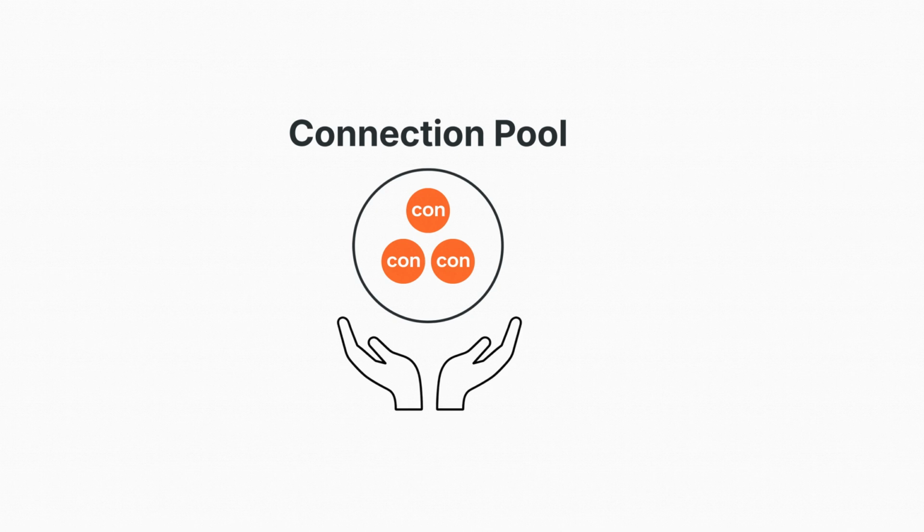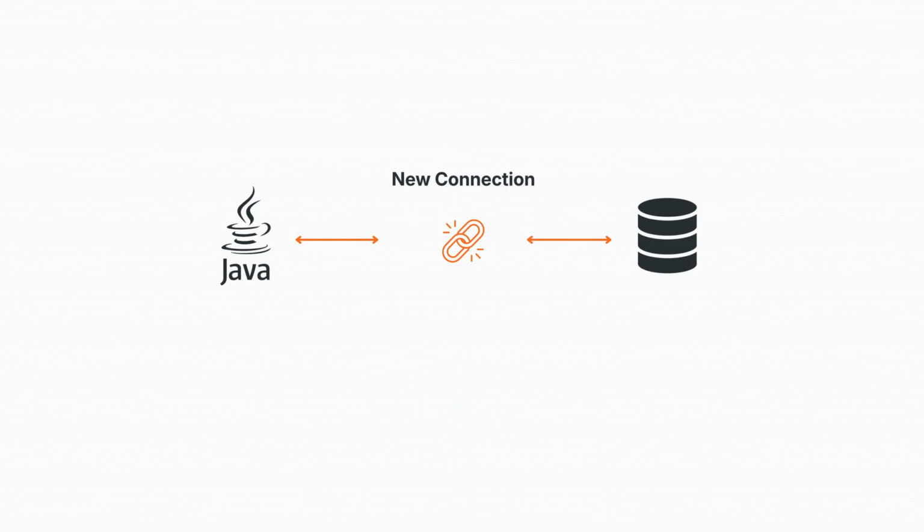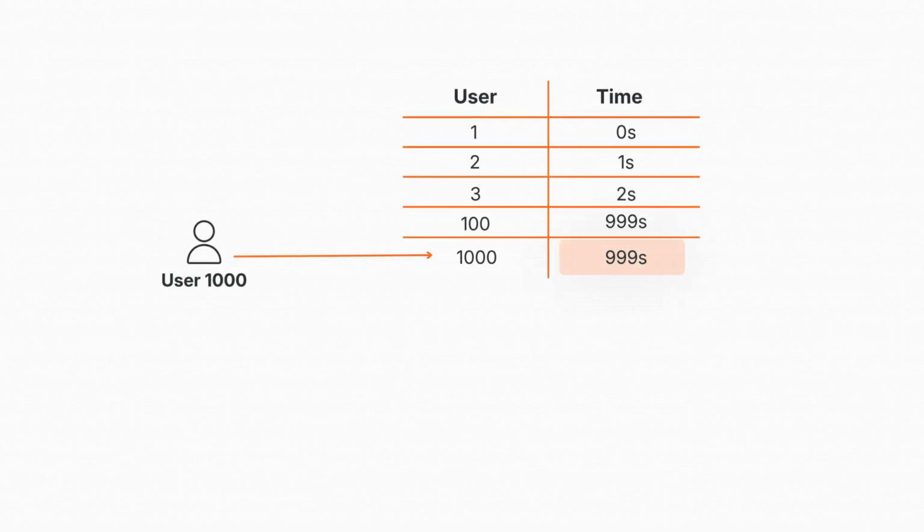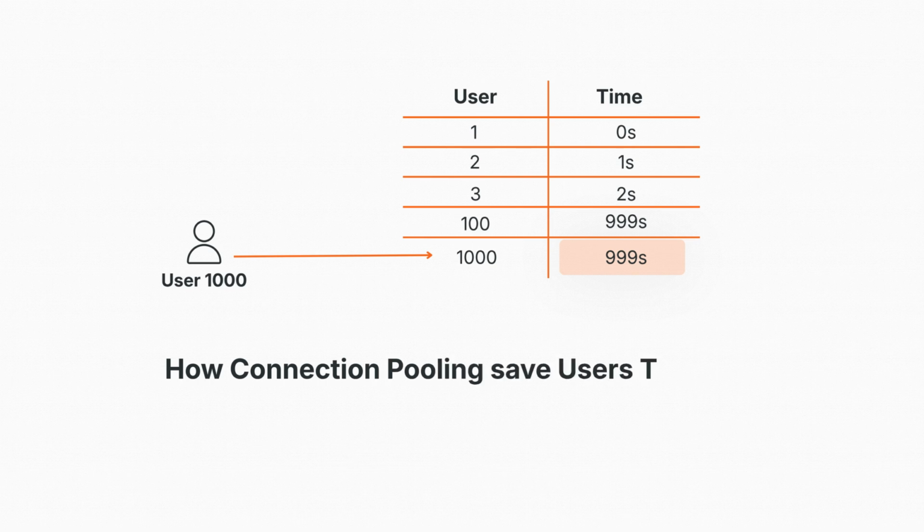A connection pool is a mechanism that creates and maintains a set of reusable database connections. Instead of creating a new database connection every time, the application borrows an existing connection from the pool. Once the work is completed, the connection is not actually closed. Instead, it is returned back to the pool so that it can be reused by other requests. Let's see how this changes our previous example.